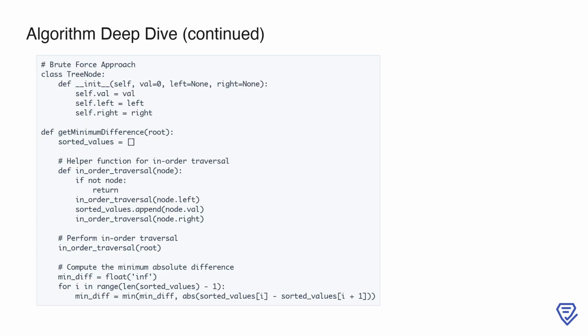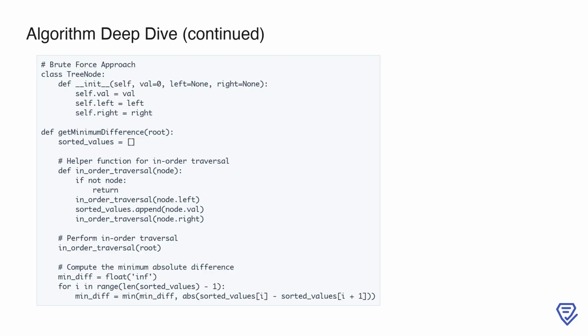We start by defining the structure of a tree node using the TreeNode class, where each node has a value and optional left and right children. The getMinimumDifference function begins by initializing an empty list called sorted_values, which will store the values from the BST in sorted order. A helper function, in_order_traversal, is defined to carry out the in-order traversal. This function takes a node as input, checks if it's null, and if not, recursively traverses the left subtree, appends the node's value to the sorted_values list, and then traverses the right subtree.